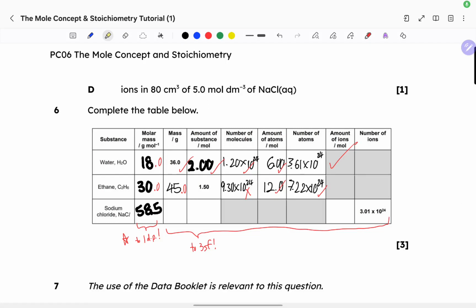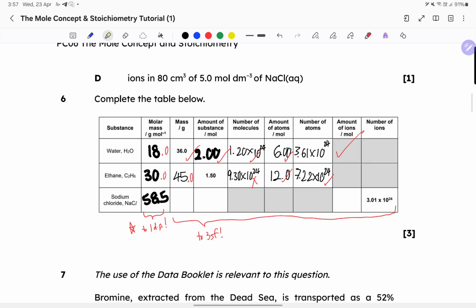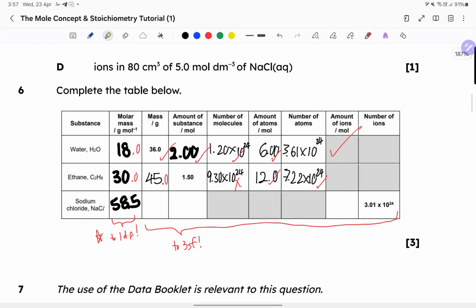Question 6, you have done the first row correctly. That is very good. Second and third row, you seem to get some of it wrong or some of it blank. So I'll go through second row and third row. Just remember the molar masses should be to 1 dp, and all your answers should be to 3 SF. So let's do the first row.